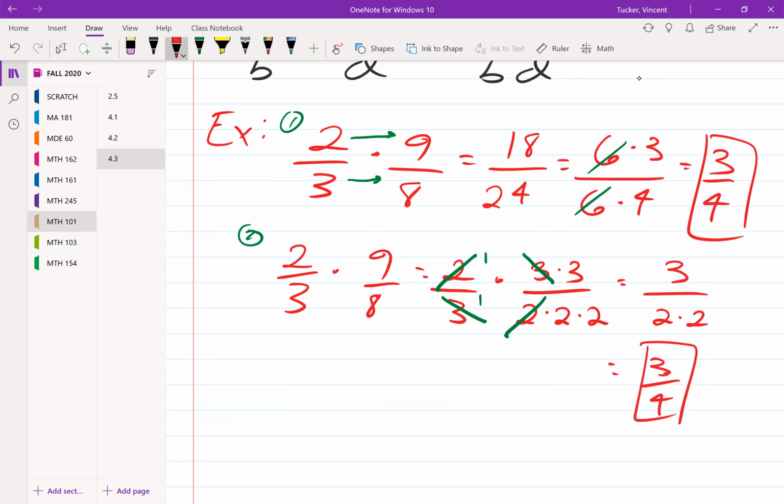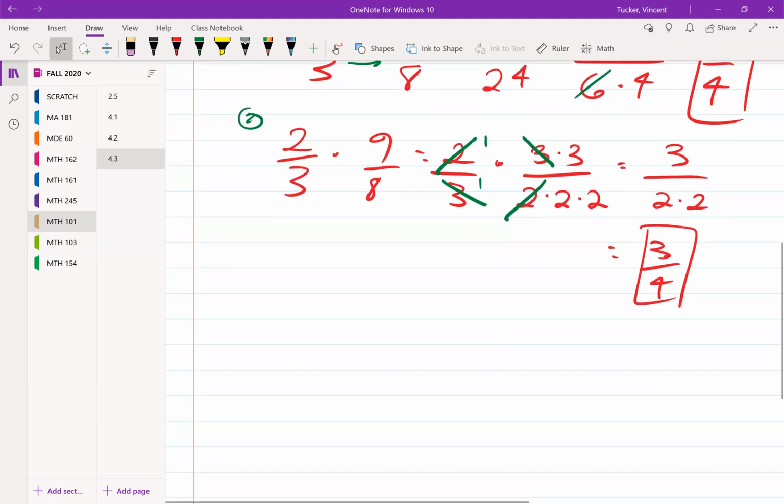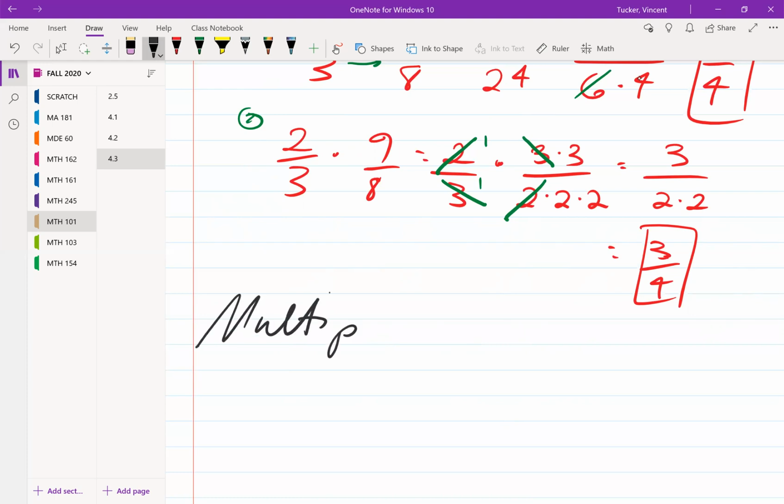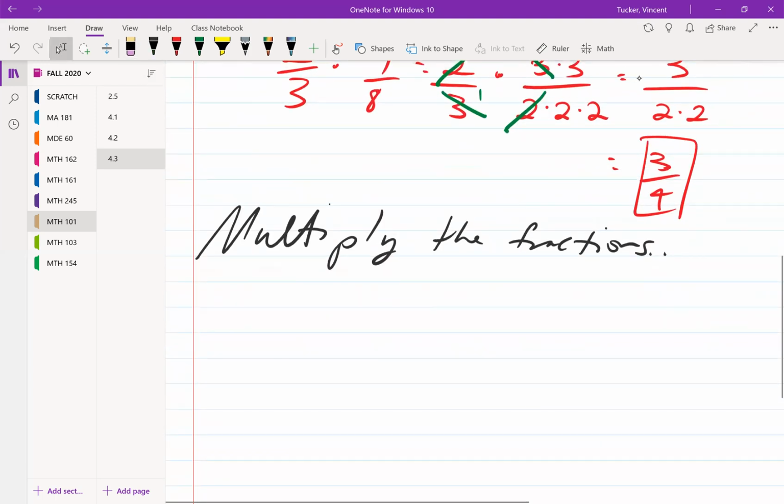So once again, I would suggest that you get used to doing method 2, so that if you're dealing with very large numbers like you will see in a few, you'll be able to cancel out before you multiply these numbers. So let's look at a few examples. And I'll probably just say something like multiply the fractions, something of that nature.